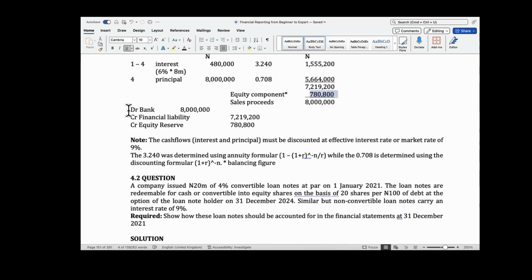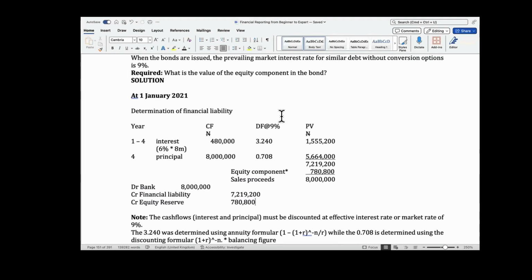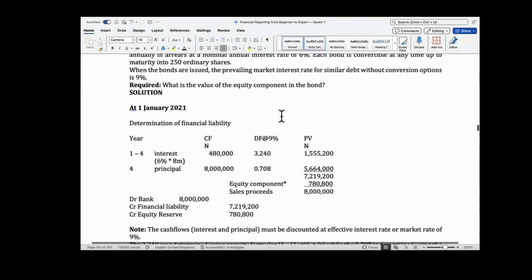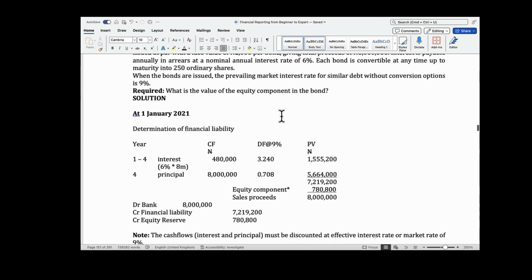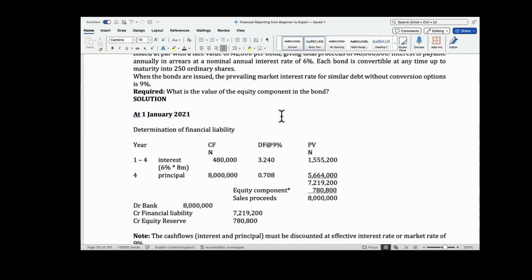The journal is: you are debiting bank with the money you borrowed, you're crediting liability with 7.2 million, then you credit equity reserve, because this equity is not like we are issuing shares. So put it in a reserve, which is the 780,800. That is all. That is how you deal with compound financial instruments. That's how you separate it.